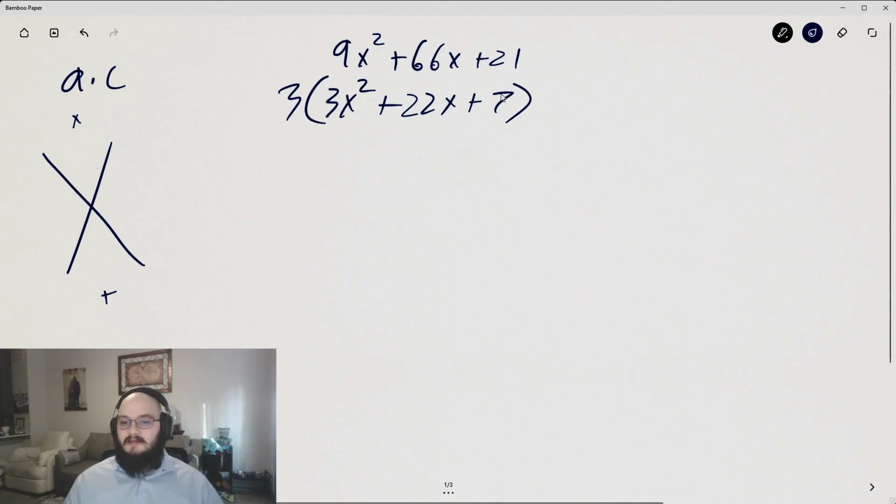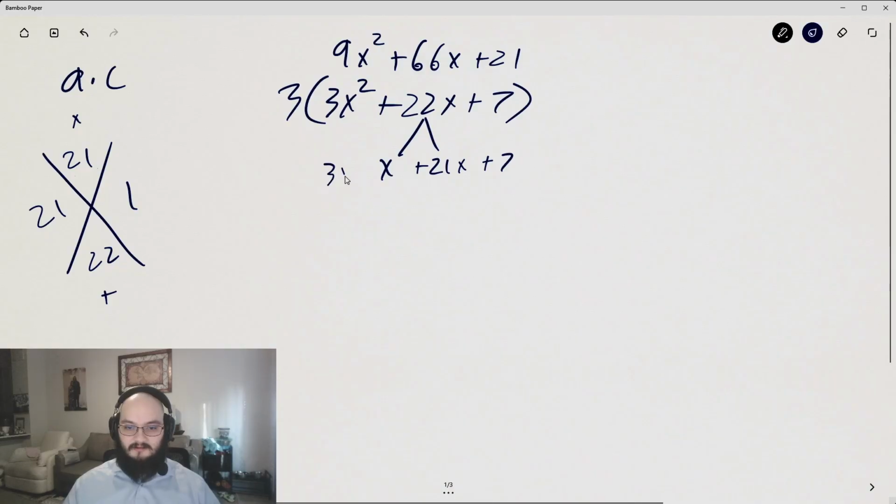Now, let's see if this quadratic is factorable. 3 times 7 is 21. And we need two numbers that will multiply to 21 and add to make 22. In this case, very straightforward. We have 21 and 1. They multiply to make 21, they add to make 22. Let's split these up. Let's put the 1x over here, and we'll put the 21x over here.